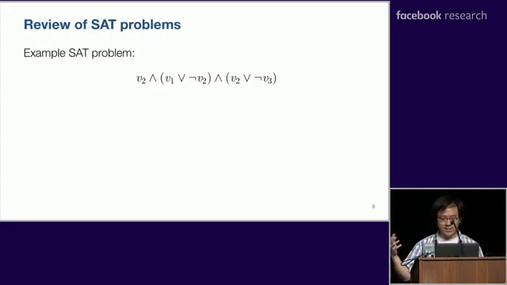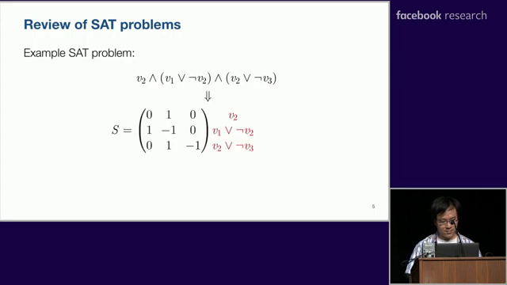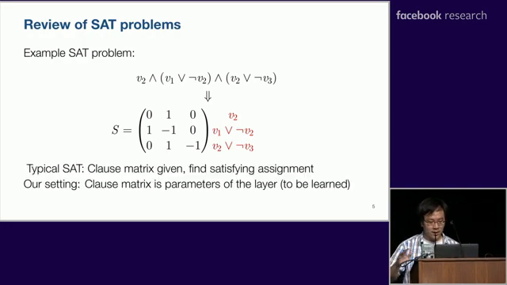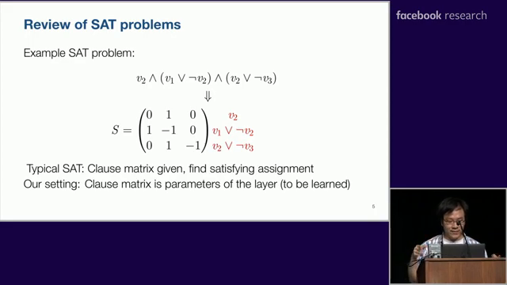Let's first briefly review the SAT problem. We are given a collection of Boolean formulas, and the goal of the SAT solver is to find some assignment to the variables v to satisfy all the clauses. We can encode this using a clause matrix S that has a row for each of the clauses and a column for each of the variables. And the signs in the matrix define the clauses of a SAT problem. Now, in a normal SAT setting, we are given the clause matrix S, and our goal is to find a satisfying solution. But in our setting, the clause matrix will be the parameter of the layer, and we will need to learn it.